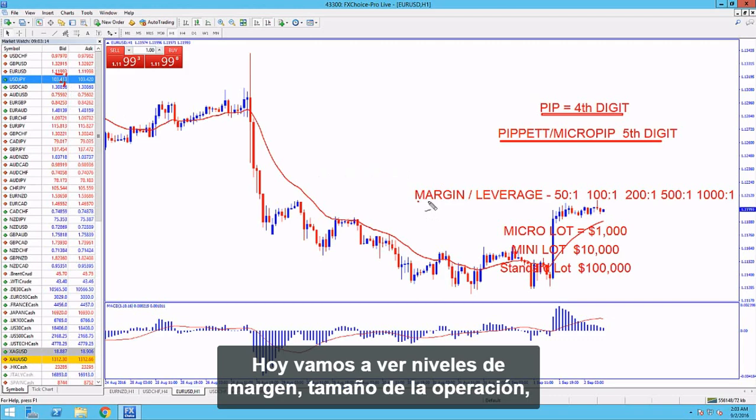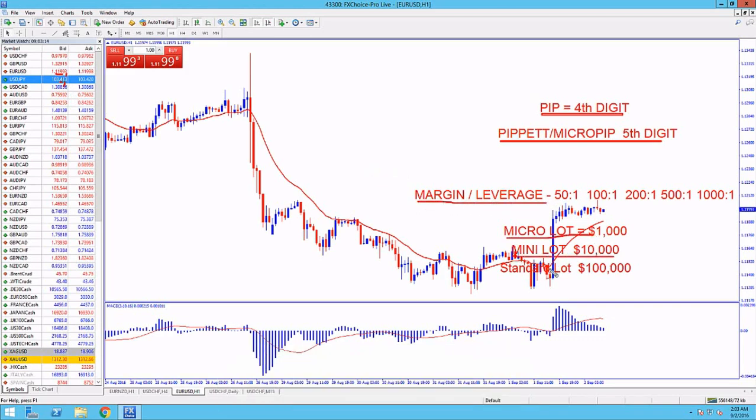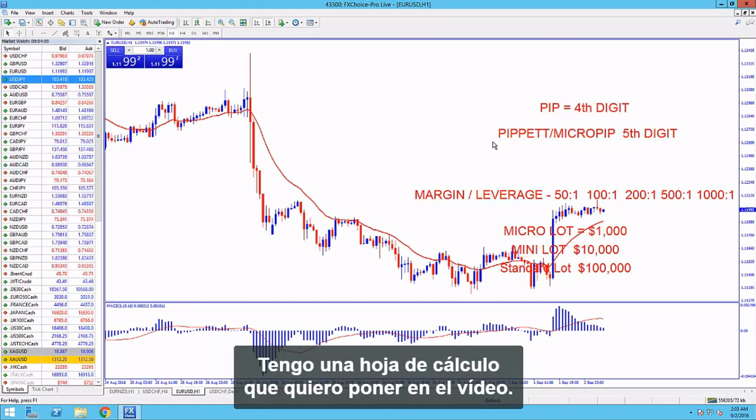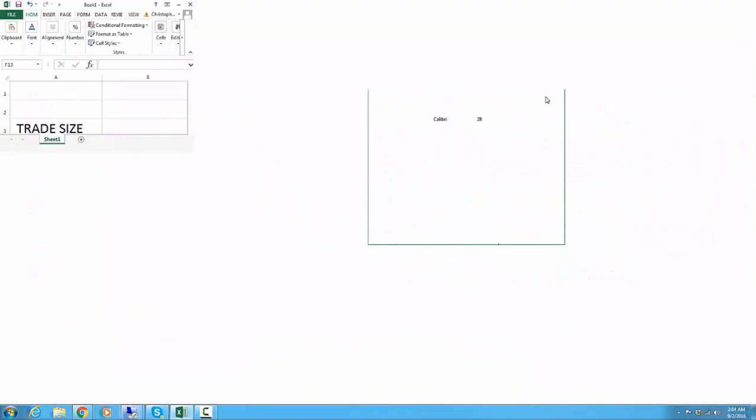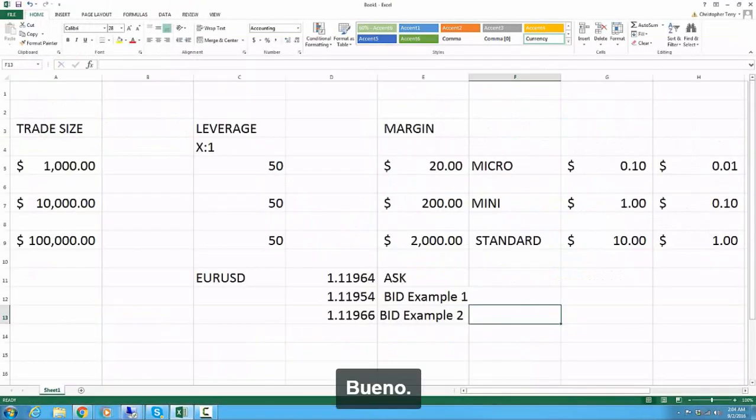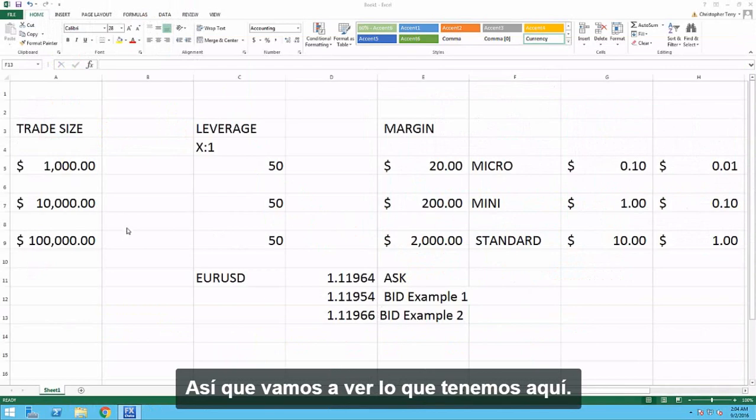We're going to look today at margin levels, trade size, and how it all works out. I have a spreadsheet that I want to pull into the video. So let's look at what we have here.